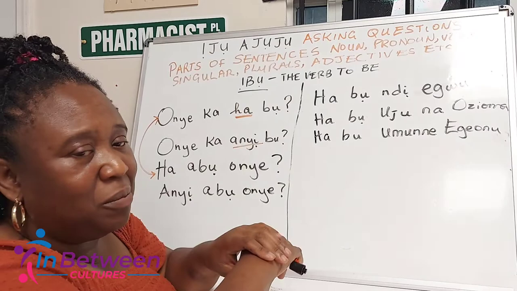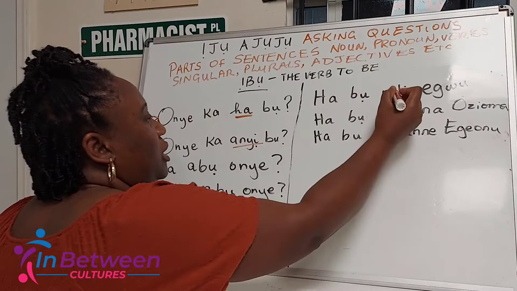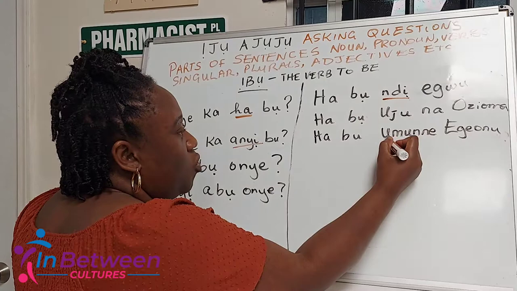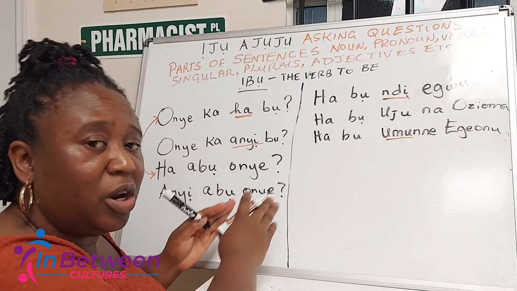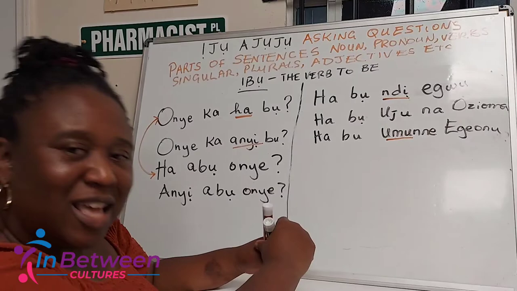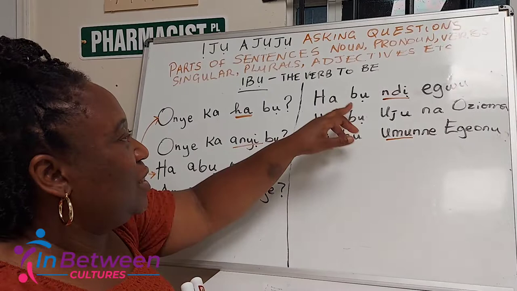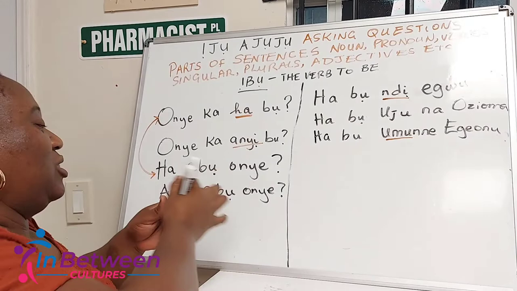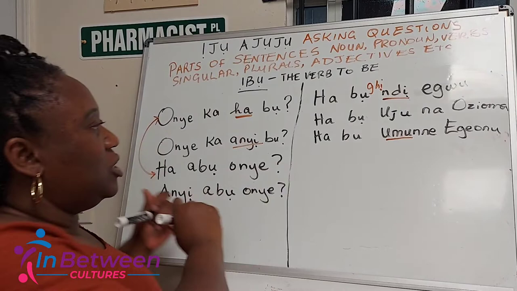So now I want you to focus and notice that ndị indicates plural, okay? And onye indicates singular. We're also going to do singular and plurals, okay? I think we should have done that before this, so that when we're doing this, it's easy to understand or comprehend, all right? Then, my question is, how do you negate the sentence? So just putting abụghị here, which is like putting ha abụghị ndị egwu. You put it here.